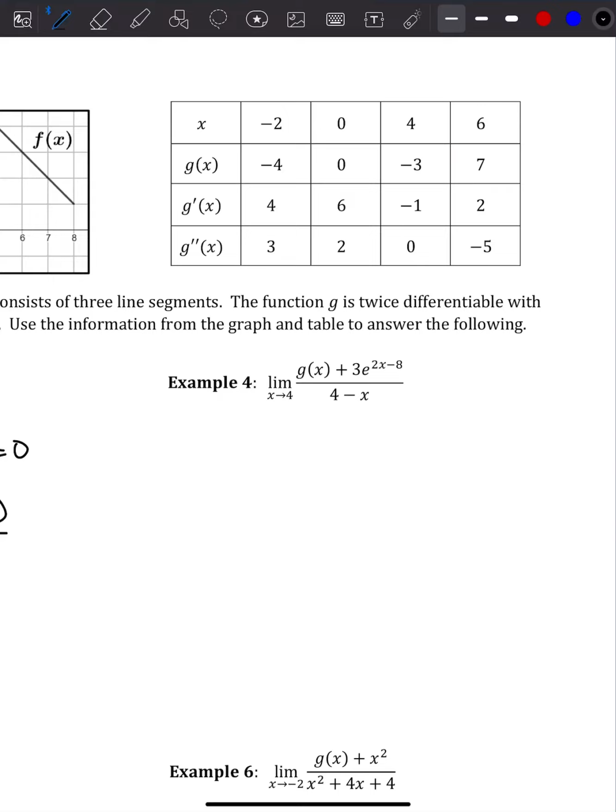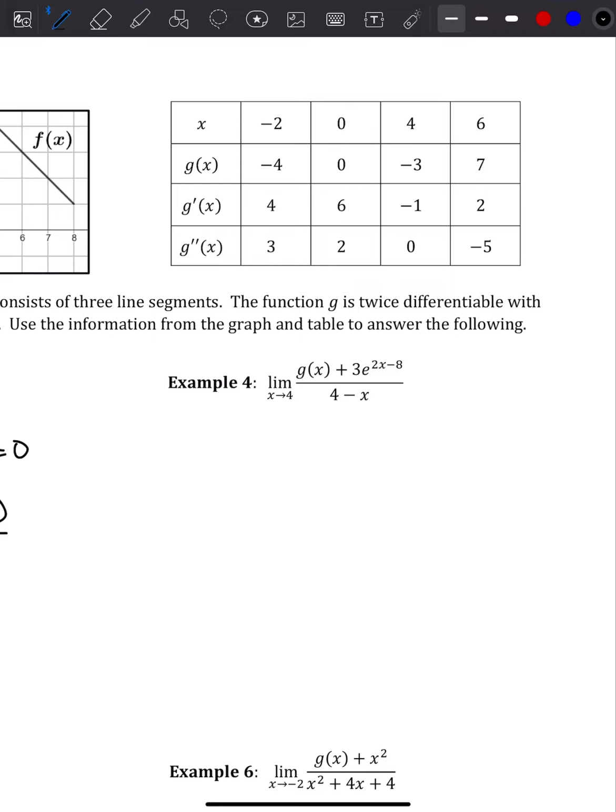Okay, so now we're going to look at example number 4. The limit as x approaches 4 of g of x plus 3e to the 2x minus 8 divided by 4 minus x. If I look at the bottom, 4 minus x, if I plug in 4, it's going to go to 0. G of x at 4 for x is negative 3. 2 times 4 minus 8 is 0, so 3 times e to the 0 power is 3, so negative 3 minus 3 is going to be 0.